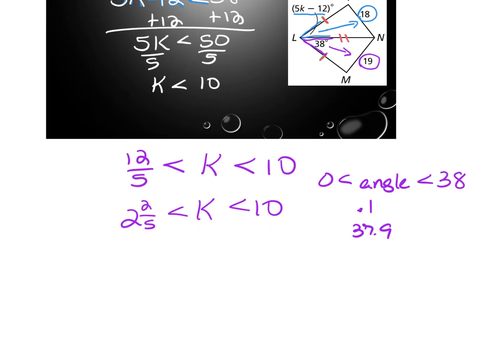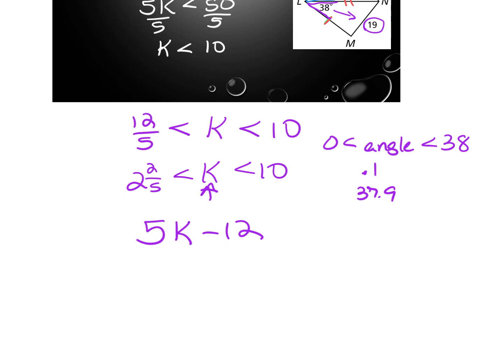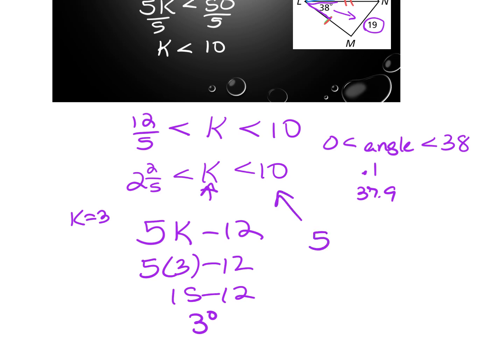If you think about plugging in one of the numbers that satisfies this inequality into 5K minus 12, let's say I pick the next integer that's greater than 2 2/5. I'm going to plug in K equals 3, and I could get 15 minus 12. So that angle could be a 3-degree angle. But if I picked a number closer to 10 and plugged in 9, say, I would get 45 minus 12, and that angle could be a 33-degree angle.